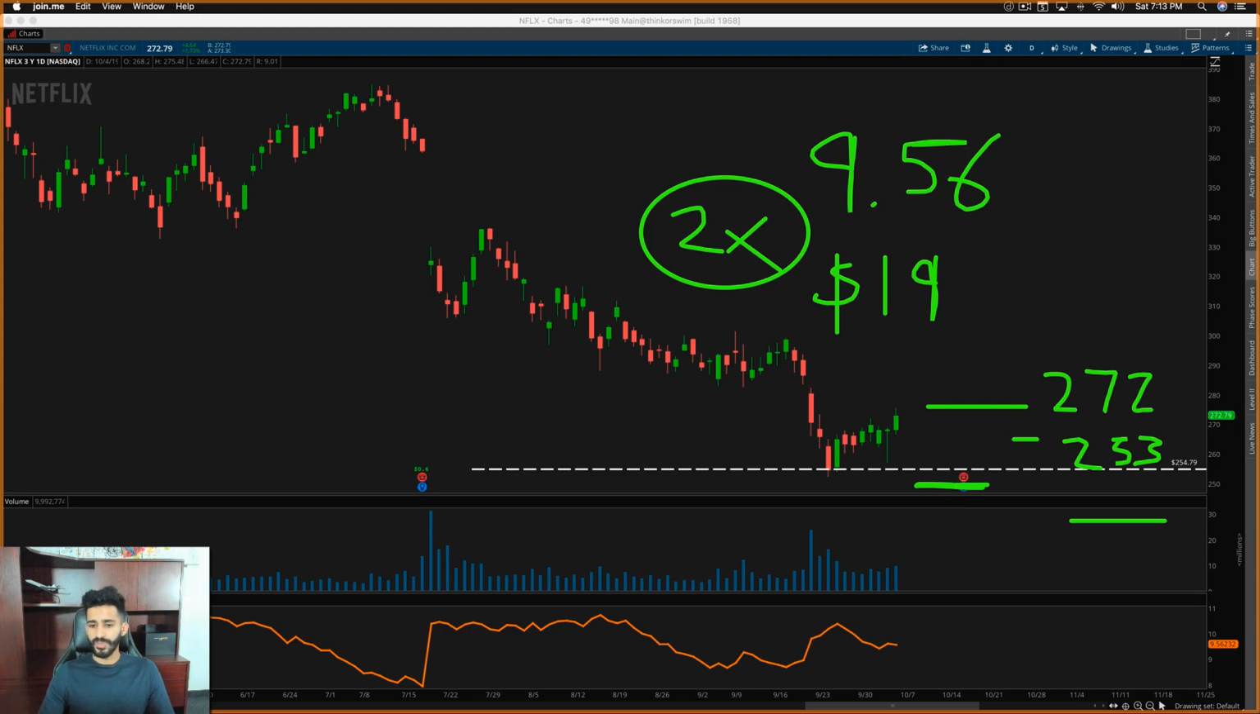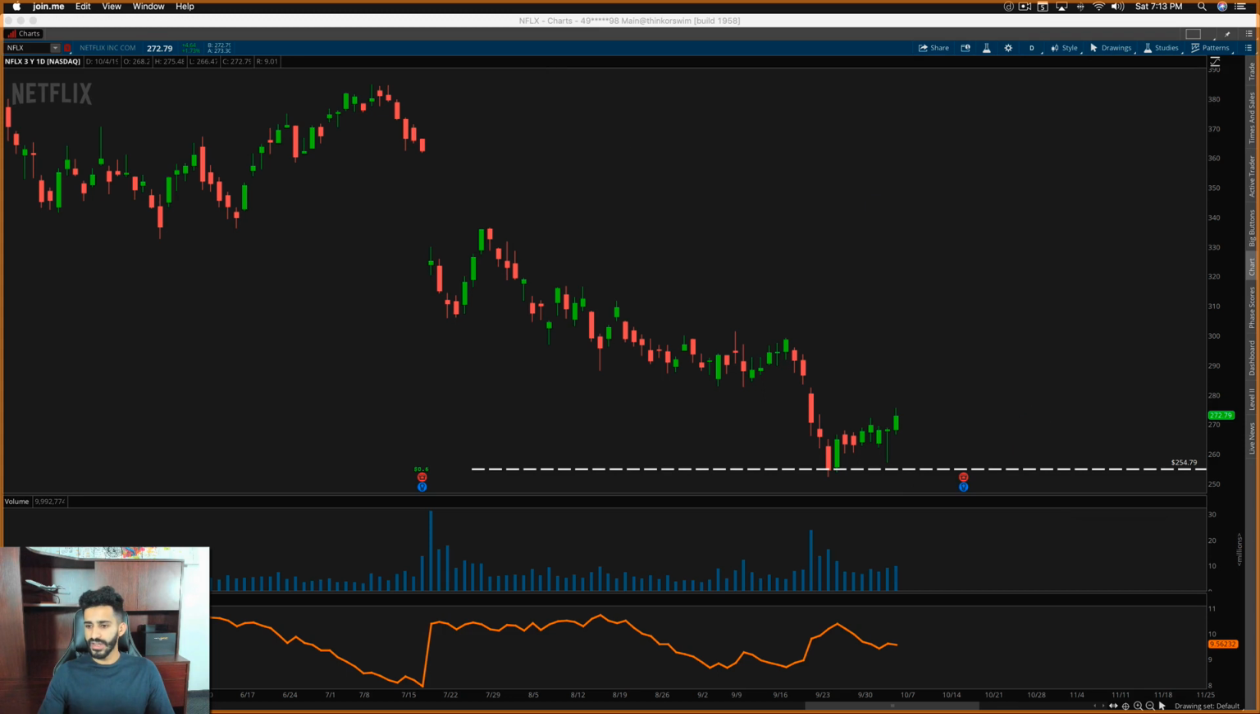Now, if I was to put my stop loss 1x ATR, right, at $9.56, let's say $10, that wouldn't make sense because the stock is at 272, and if I put it 1x ATR, it would be at 262. 262 would give me a stop loss right there.